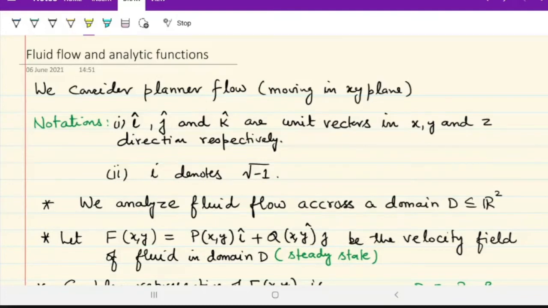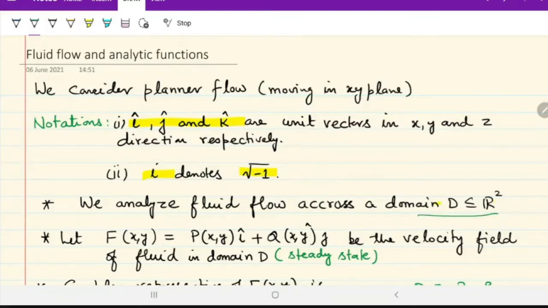Another notation that we'll be using: i cap, j cap, k cap are going to be unit vectors in the x, y, and z direction respectively. With simple i without hat, we will be denoting the square root of -1. So we are going to analyze fluid flow across a domain D in R2.